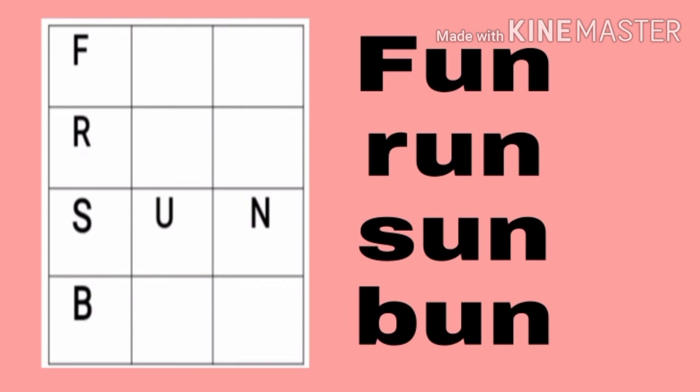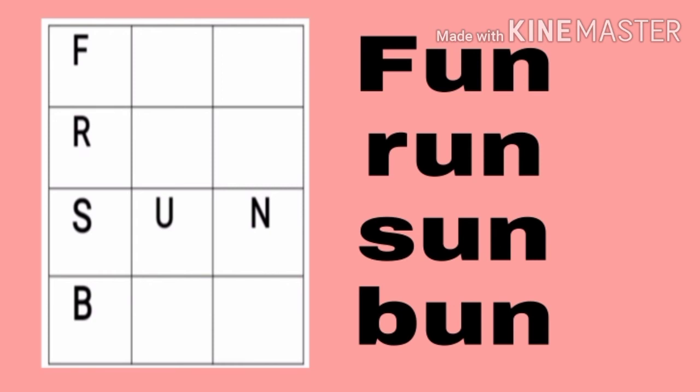So student, what is the phonic sound of U? A, and we add in U N, so UN, un. Okay, so we add this UN to the given alphabet in the first column and make words. So the first letter in the first column is F. F's phonic sound is F, and we add UN to F, so FUN, fun.